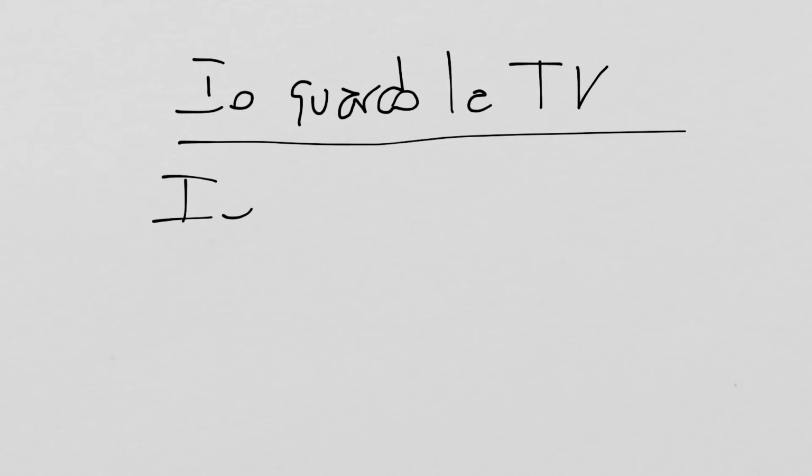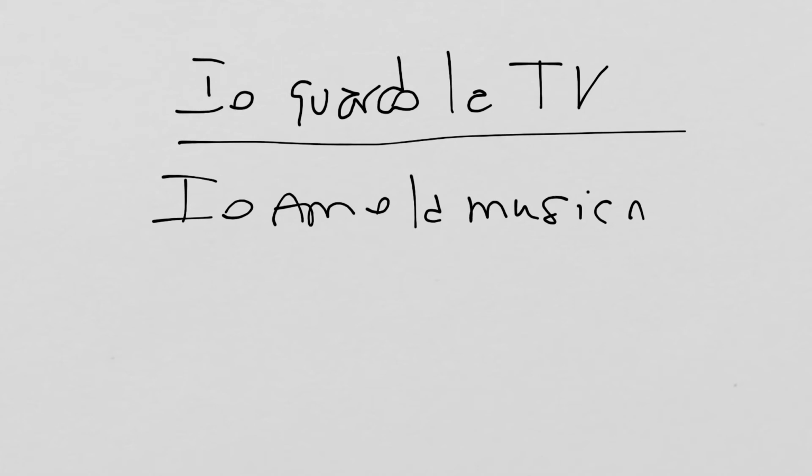Io amo la musica. Now you know that the easier standard basic form is mi piace, but mi piace, which means I like, has several complications because of the structure. So let's take io amo. Io amo, I love, which can also mean I like, la musica.